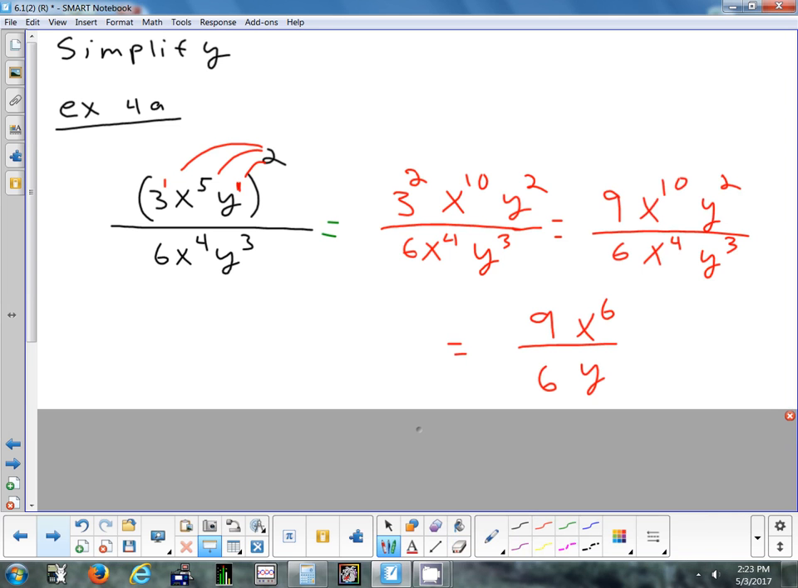And now, last step. What can you divide 9 and 6 by? 3. We're going to divide by 3. What's 9 divided by 3? 3. What's 6 divided by 3? 2. And just copy everything else. That kind of problem is about as hard as it gets for what we do today.